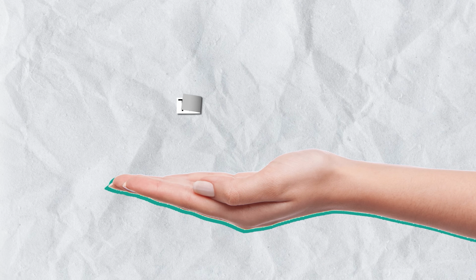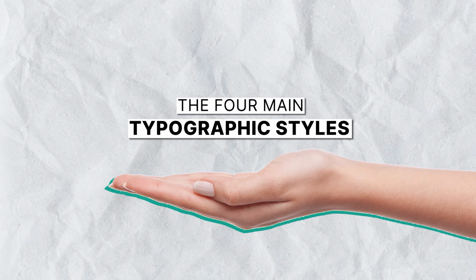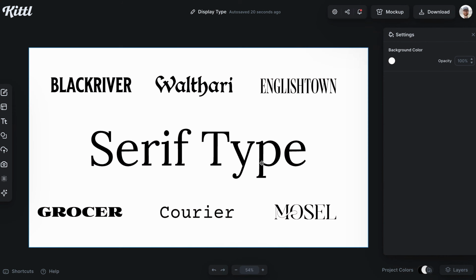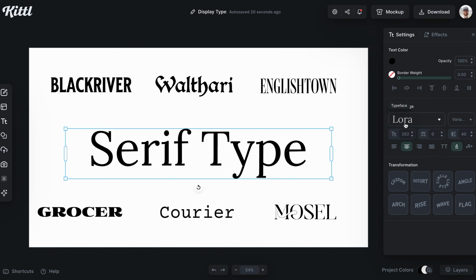So what I want to briefly cover first are the four main typographic styles that you commonly see in design. The first category is serif type. Now, a serif refers to that little pointy area you see at the ends of the letter forms. This is essentially an additional line or stroke attached to the thicker line of that letter. Now, here are some examples of some serif typefaces you can find right in Kittl.